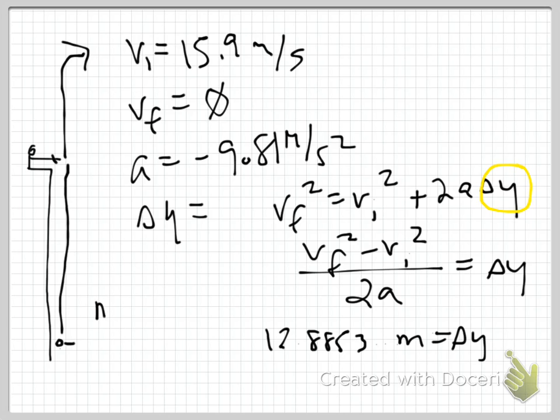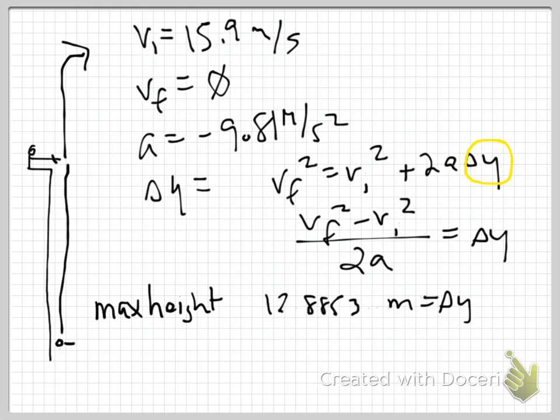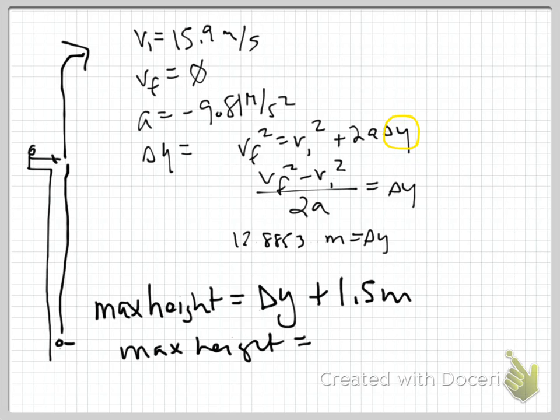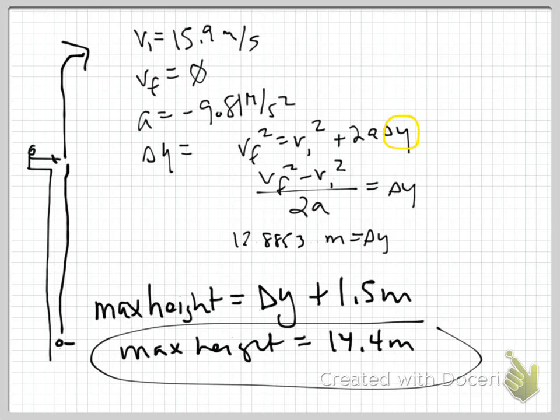So max height, and you can put in this justification. Let me shrink that. Let me shrink all of this. Yep. So max height equals delta Y plus 1.5 meters. Max height, and your final answer is 14.4 meters. Okay. So that is the maximum height.